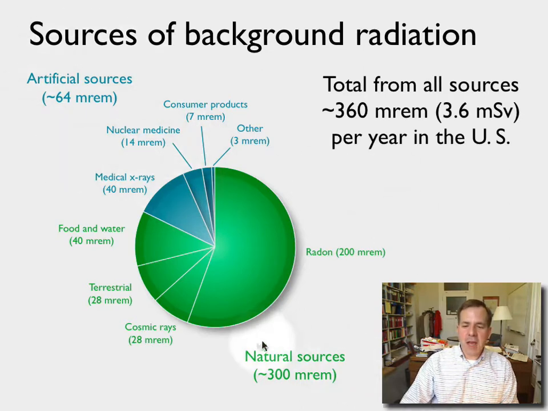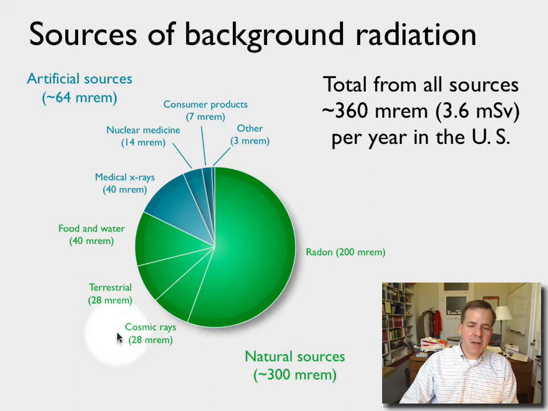Compared to that, we have all of the natural sources, which are about 300 millirems per year, and the biggest one by far is radon, which comes up from geologic formations underground. On average, it contributes about 200 millirems per year to the U.S. population. This depends significantly on where you live. Certain areas in the United States have much higher levels of radon than others.